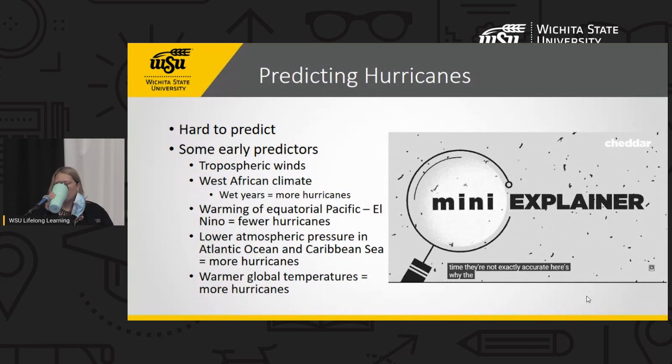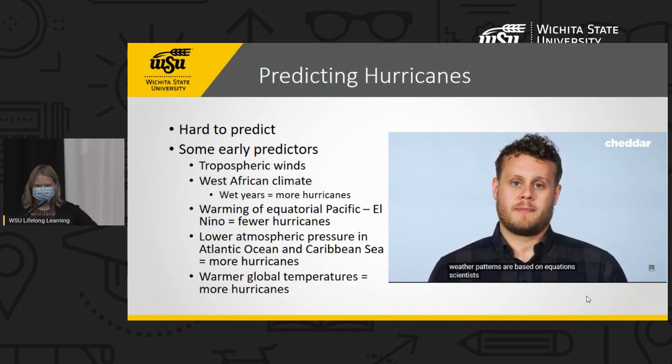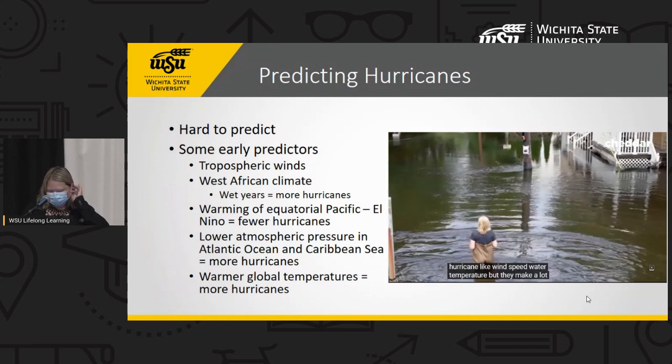The trickiness to weather predictions comes from the fact that the math meteorologists use isn't exactly accurate. Hurricane predictions and weather patterns are based on equations. Scientists input data about the hurricane, like wind speed and water temperature, but they make a lot of assumptions, and that's where the errors start.